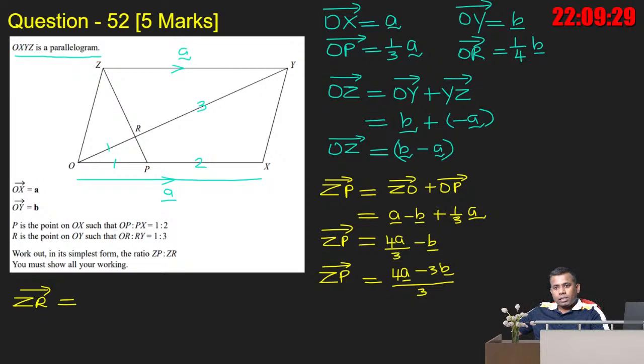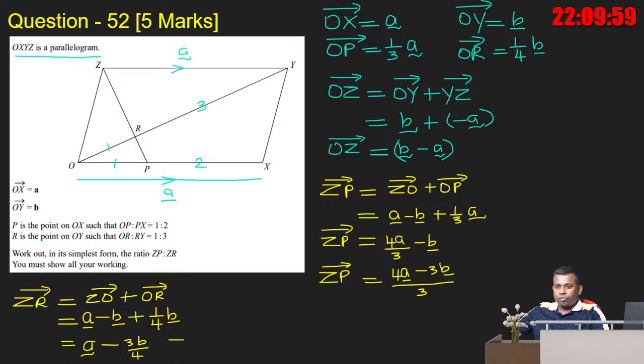Now SR equals S to O plus OR. S to O is negative of O to S, which is A minus B vector. OR we already know, quarter of B. So now I can do some collecting like terms. A minus 3B over 4. And if you simplify more, 4A minus 3B over 4. That is SR.